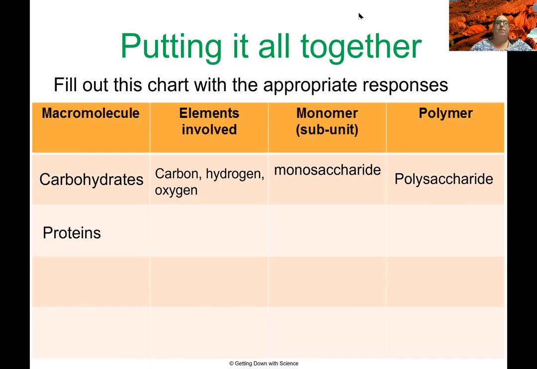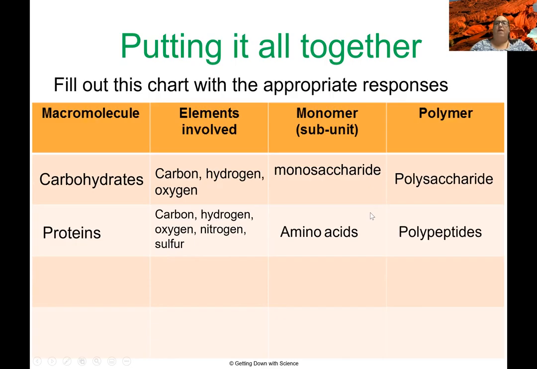Proteins use carbon, hydrogen, oxygen, nitrogen, and sometimes sulfur for those bonds. But we typically refer to this one as CHON, carbon, hydrogen, oxygen, and nitrogen. We don't typically include the sulfur when we just do our little abbreviation. The monomer is the amino acids. The polymer would be polypeptides.